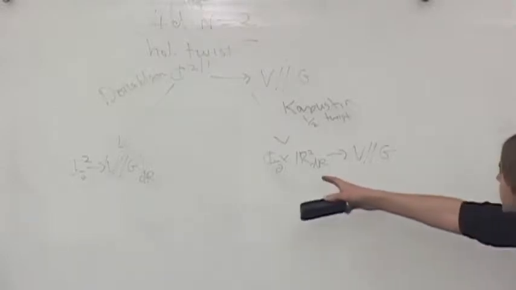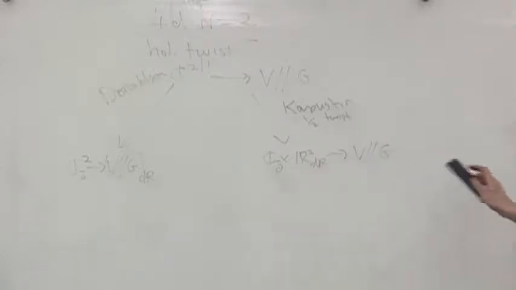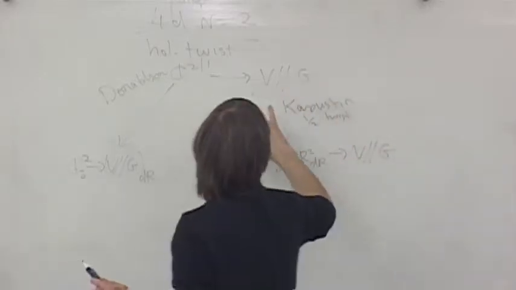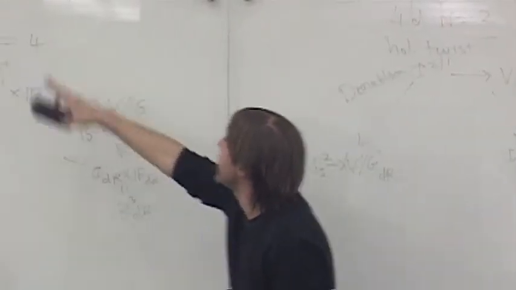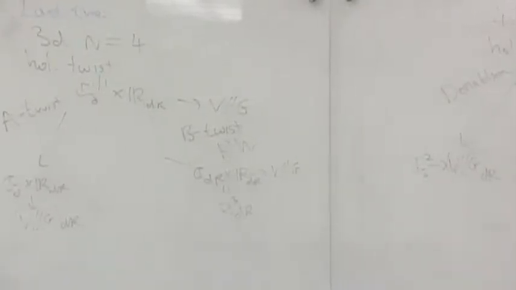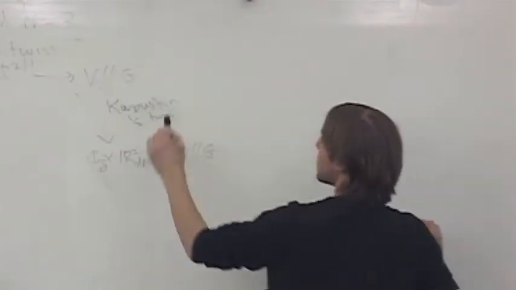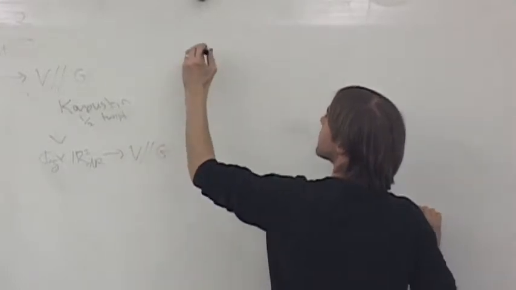Yeah. Okay, so let's think about dimensional reduction for a second. We want to see that dimensional reduction of this guy should give us this 3D N=4. So suppose we take this theory, this one here, on a circle.